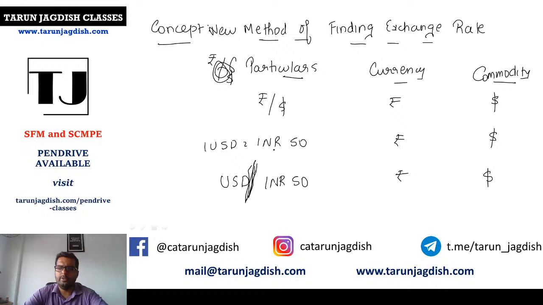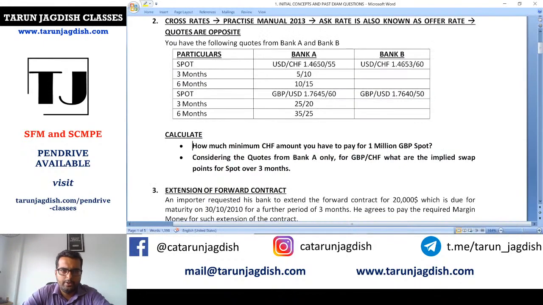All right, friends. Now in this question, do you see that they have given USD slash CHF 1.4650? It means there is only a slash. This will be deemed to be equal to. So this means $1 is equal to CHF 1.4650. Everybody is clear with this part now? Okay, so let's start solving it.